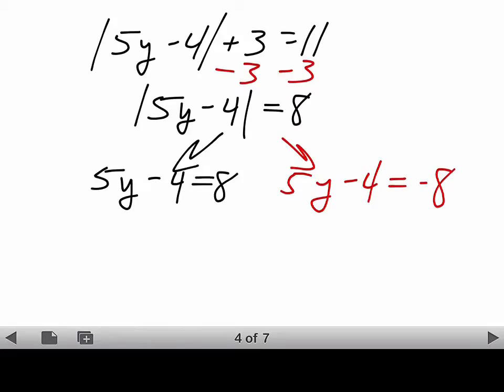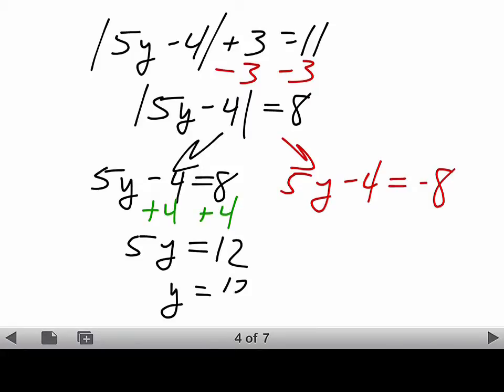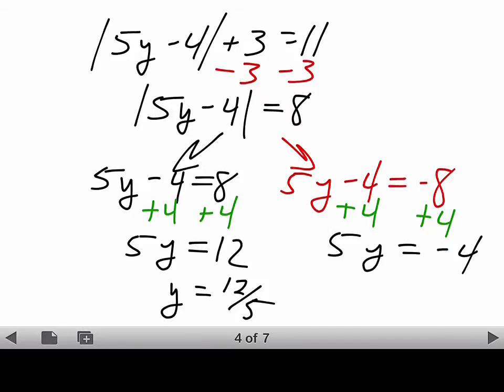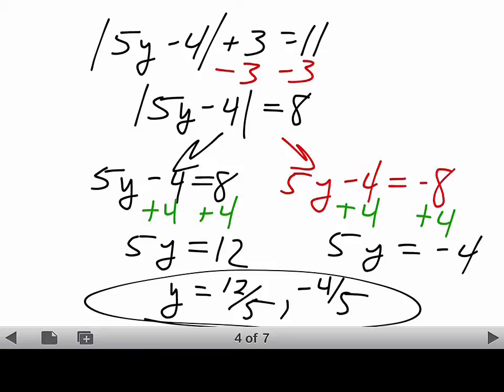We'll solve each of these equations as usual, which means in the first equation we're going to add 4 to both sides to get 5y is equal to 12, and then we'll divide both sides by 5 to get y equals 12 fifths. For the second equation, we'll also add 4 to both sides. We get 5y is equal to negative 4, and dividing both sides by 5 gives us that y is equal to negative 4 fifths. We'll write the answers separated by a comma, and those are our solutions.